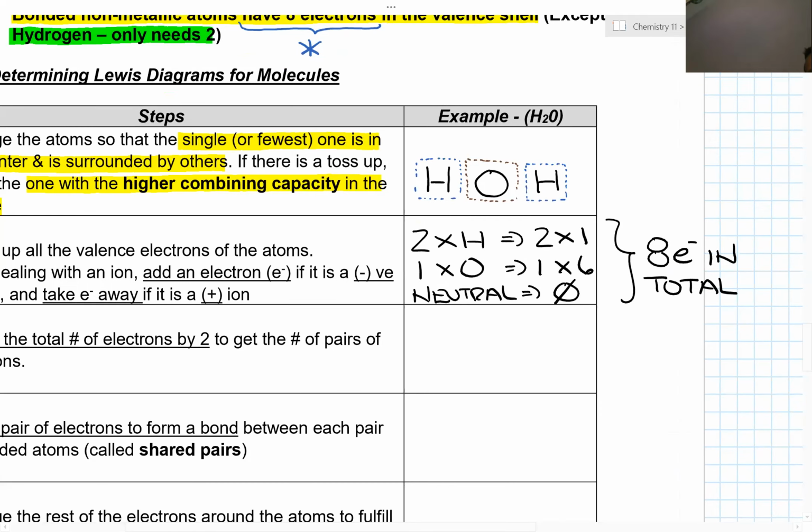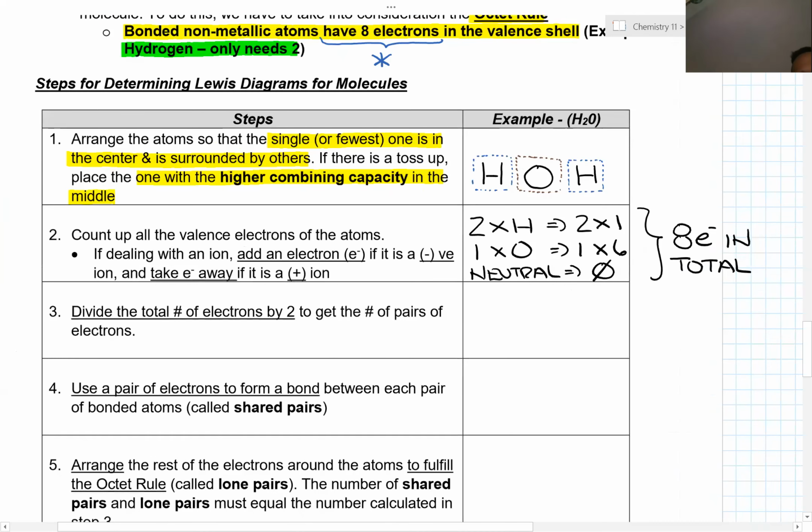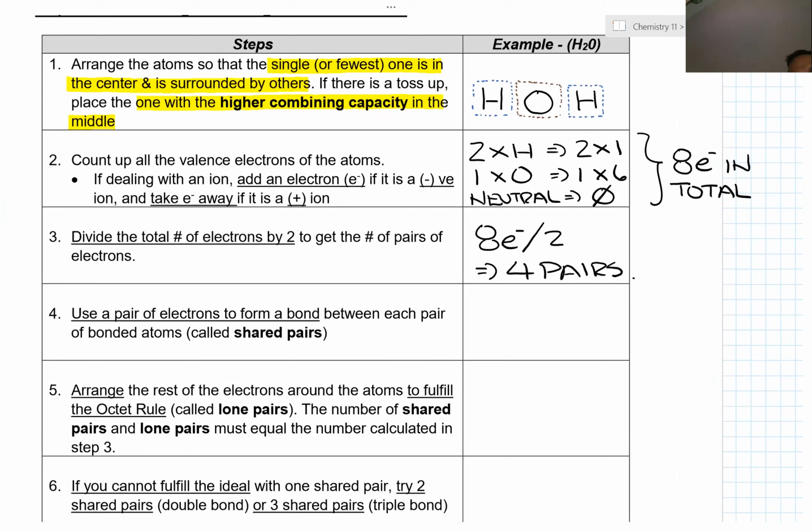Okay? Now, step number 3, divide the total number of electrons by 2 to get the number of pairs. So if we take 8 electrons divided by 2, what we get is 4 pairs. Okay? Now, use a pair of electrons to form a bond between each pair of bonded atoms. This is called shared pairs. Now, this is why I use the box.